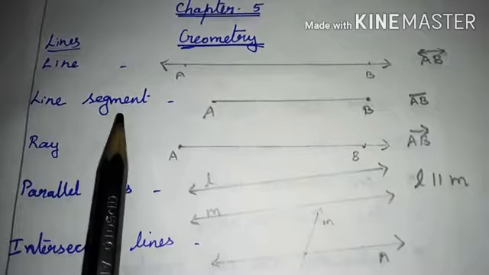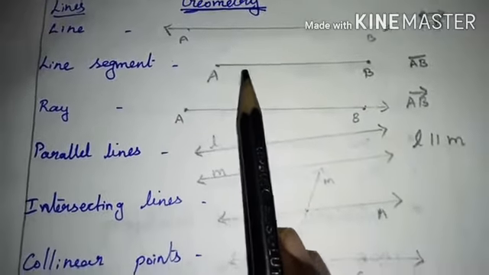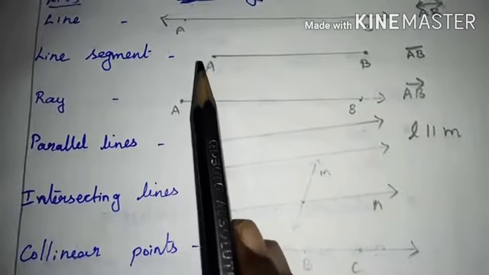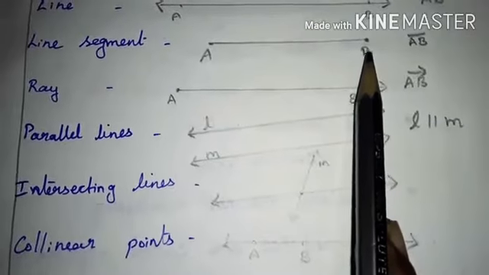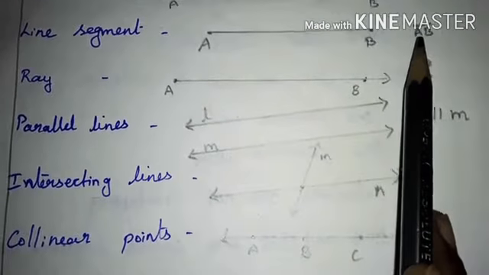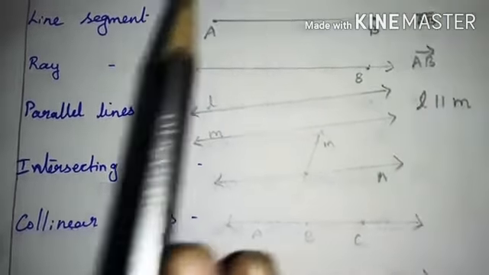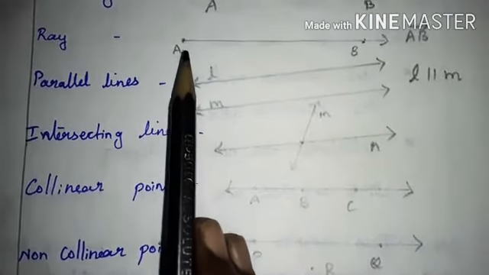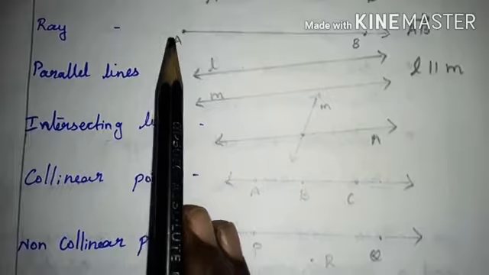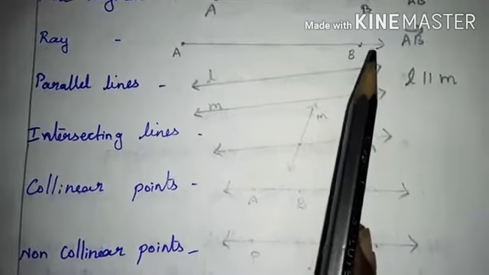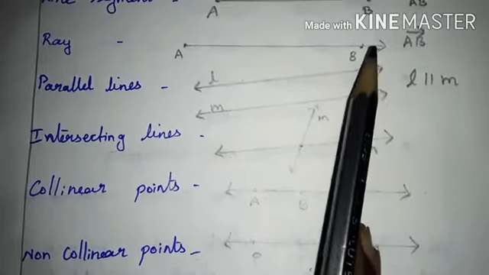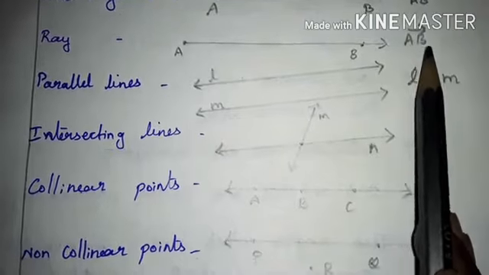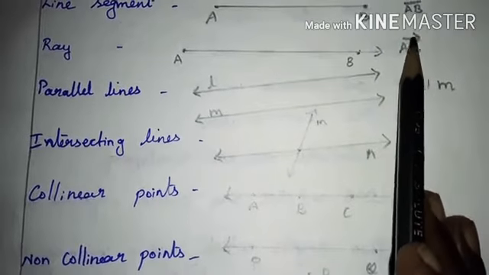The next one is a line segment. A line segment has two endpoints. That is, it has a starting point and an end point. It is represented as AB bar. The third one we are going to see is a ray. A ray has a starting point but it goes on endlessly with no ending point. And it is represented as AB with the ray.